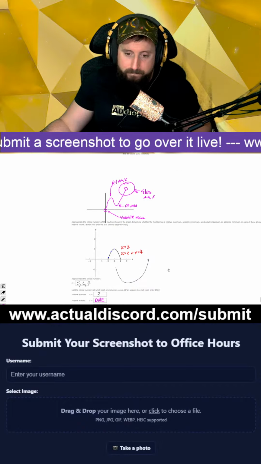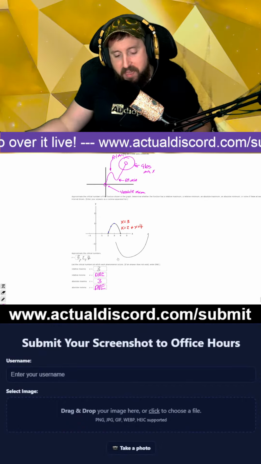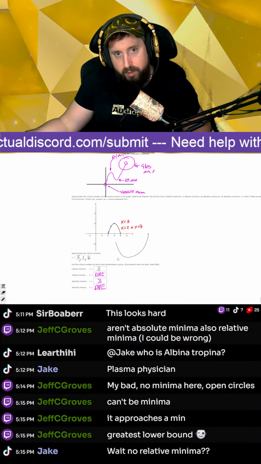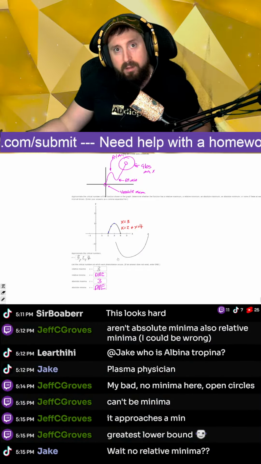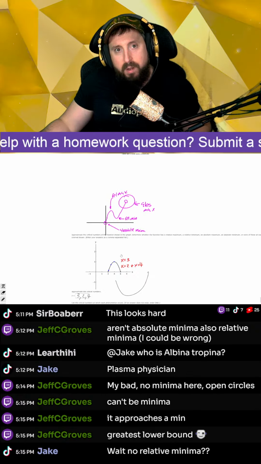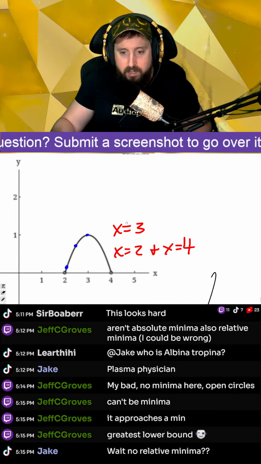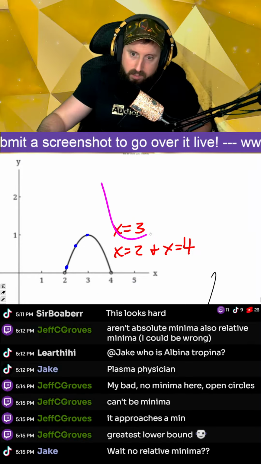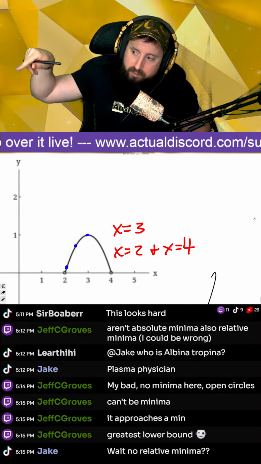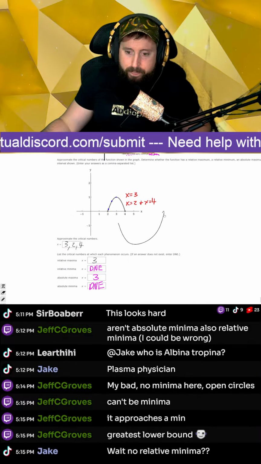Okay. So what if those endpoints are filled in? If they're filled, then they are the absolute minima for sure. Wait, no relative minima? I don't think there is a relative minima, Jake, because on this thing here I don't see any. I've got to see derivatives go from negative to 0 to positive. I'm pretty sure.